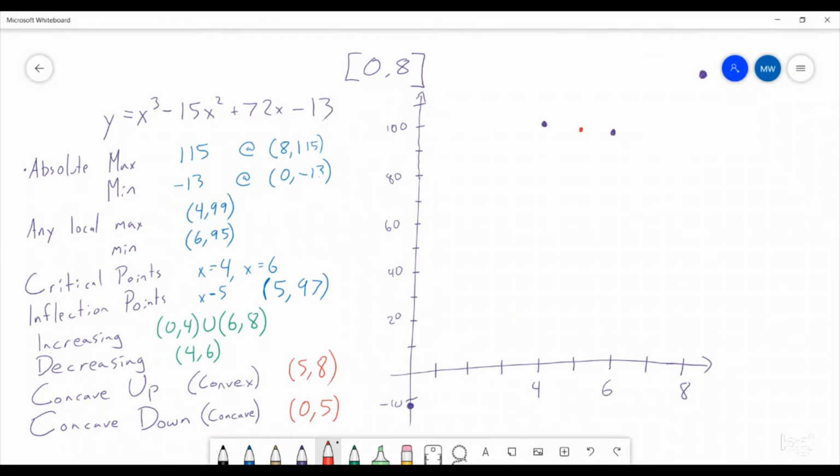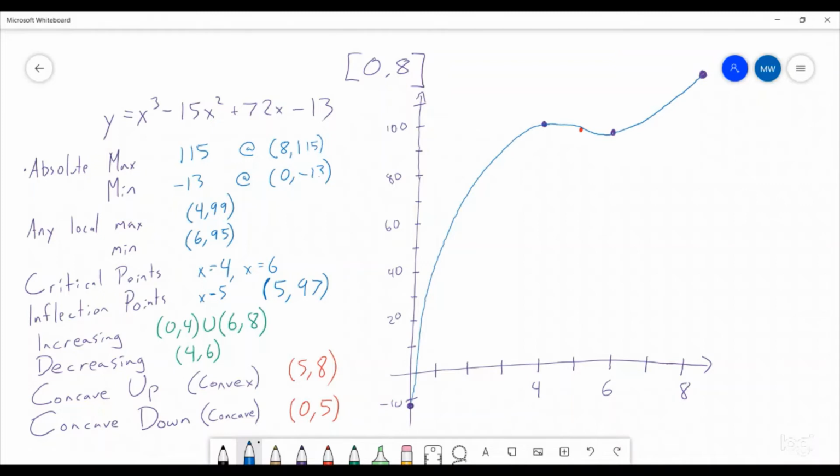And now we are going to have to connect up all of these different things. So we know it needs to increase, and it's going to be concave down on the first section. So that means it's increasing but concave down. And now it's going to decrease and be concave down. Now it's going to decrease and be concave up. And now it's going to be increasing and concave up. And there we go. That would be our rough sketch of what this function would look like.